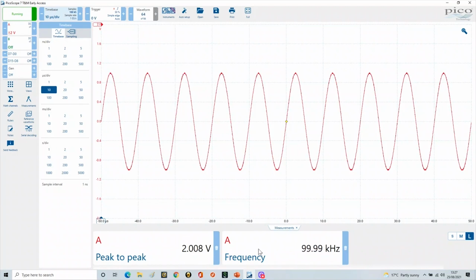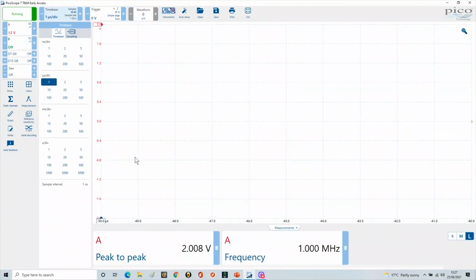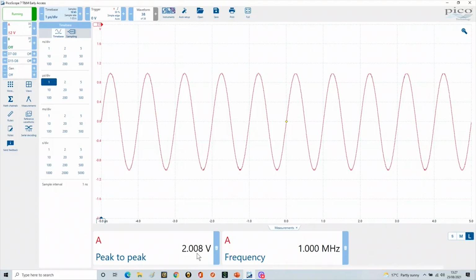And so now let's change it to 1 megahertz. And now we've got 1 megahertz, and once again this peak-to-peak voltage hasn't changed. It's a very, very good linear result. And we're on 1 megahertz. Now let's go to 10 megahertz and see what happens. So we go to 10 megahertz.